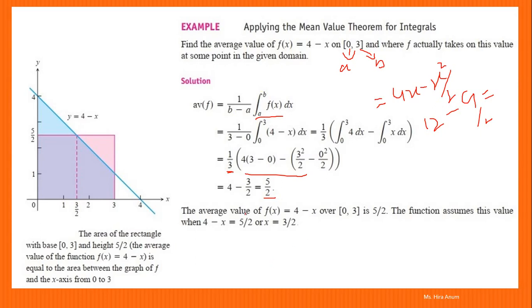So this is the average value of the function f of x over the interval, 5 over 2, and the graph will be like this, 5 by 2 on this point, and finding the value of x, which equals 3 by 2.